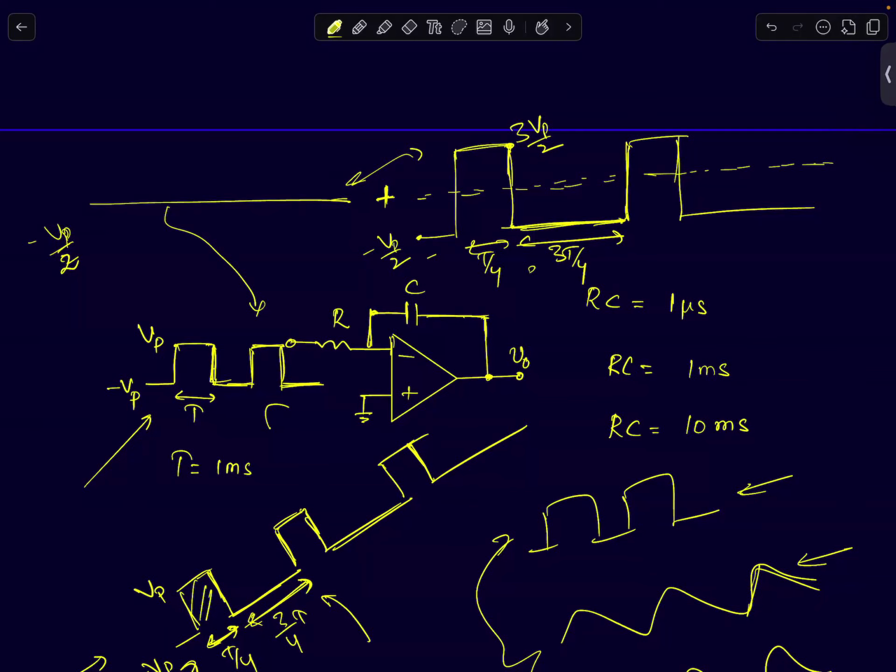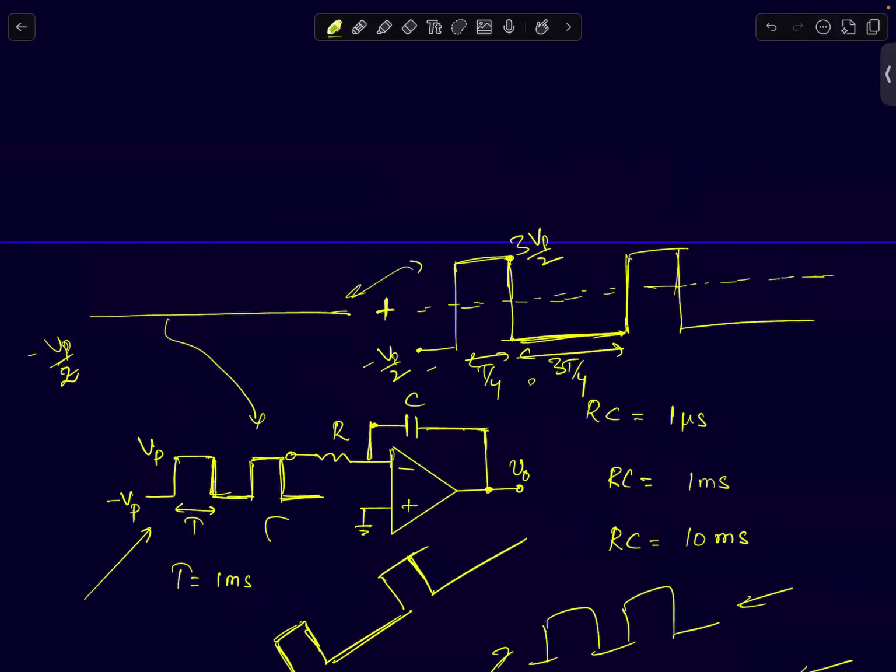It will be a linearly increasing signal. Say I'm applying a negative DC signal, so the output will go positive because it's a non-inverting integrator. The output will increase linearly till it reaches the saturation voltage, and after that it will saturate. It will keep increasing linearly and then saturate after some time.